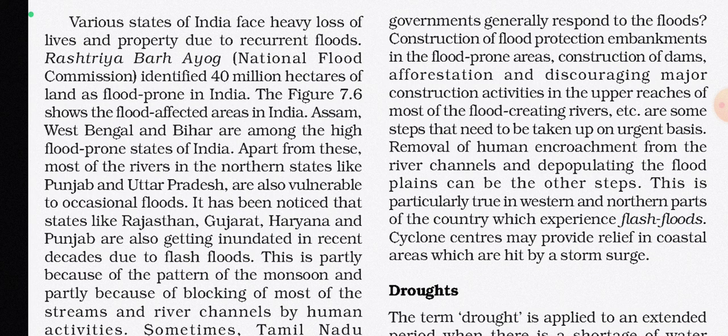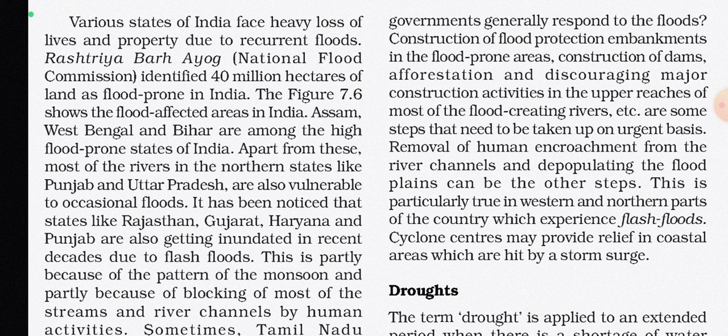Construction of flood protection embankments in the flood prone areas, construction of dams, afforestation and discouraging major construction activities in the upper reaches of most of the flood creating rivers, etc. are some steps that need to be taken up on urgent basis. Removal of human encroachment from the river channels and depopulating the flood plains can be the other steps. This is particularly true in western and northern parts of the country which experience flash floods. Cyclone centers may provide relief in coastal areas which are hit by a storm surge.